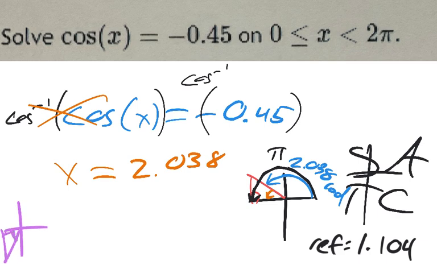So now I need that same reference angle in quadrant 3. How could I get there? Pi plus that. Pi plus 1.104, because pi gets me to here, and I need to go another 1.104. That's 4.245.